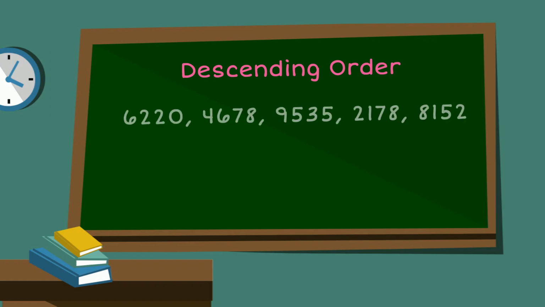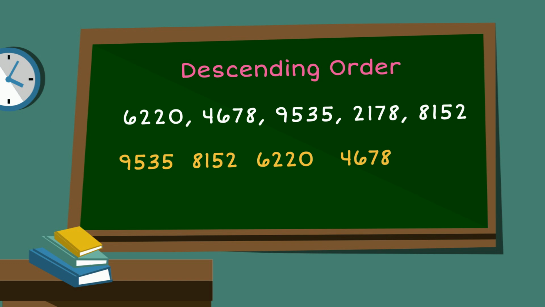Let's look at these numbers shown. So let's see if we can put them in descending order, meaning we have to start from our largest or our biggest number, which is 9,535. Next in line for our largest number would be 8,152, then 6,220, followed by 4,678, and lastly 2,178. We did it! So we went from this lineup to descending order, starting with our largest and ending with our smallest.